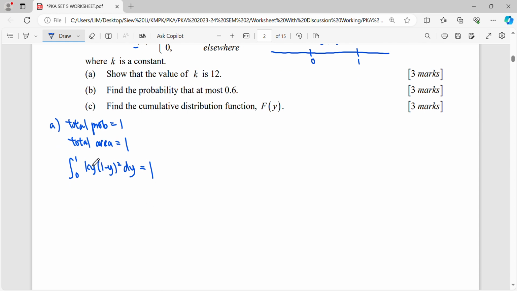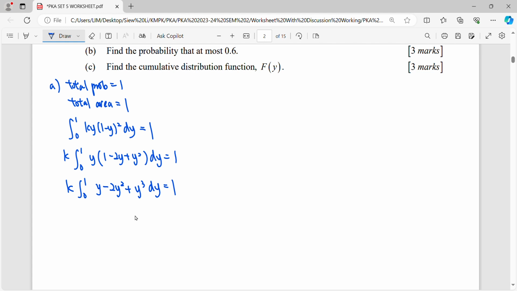To integrate this, we need to simplify first. Where k is a constant, we can factorize it out. And then for this, (1 minus y) squared, we can expand. It becomes a squared, then 2ab, and then b squared. We do the expansion one more time for y minus 2y squared plus y cubed, dy. After we expand everything, the function inside here is ready to integrate. To integrate this, power plus 1 over new power.